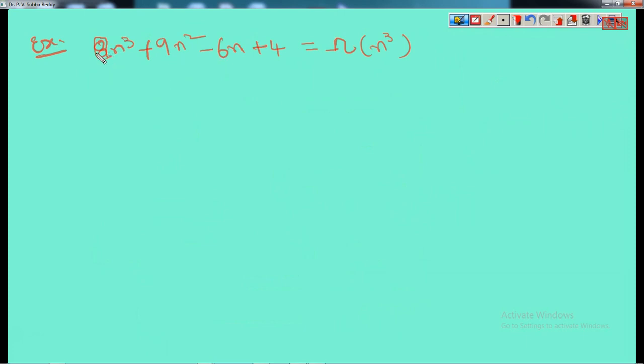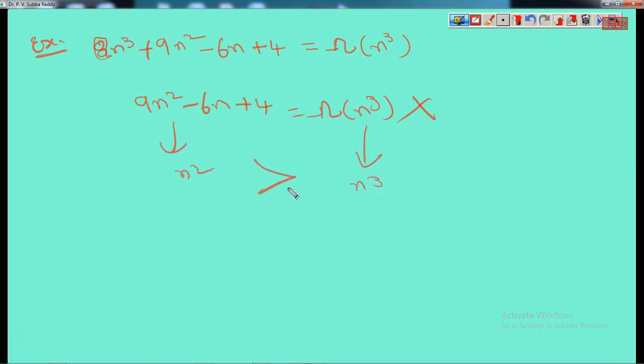Why? Because if it is 0, then what happens? It becomes 9n^2 - 6n + 4 being big omega of n^3. Is it correct? This is false. Why? Because here the order of growth is n^2, and there the order of growth is n^3. This is wrong. But if this coefficient is greater than 0, then the term is n^3, and it is correct.